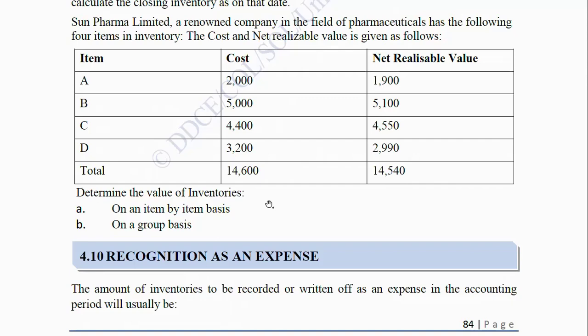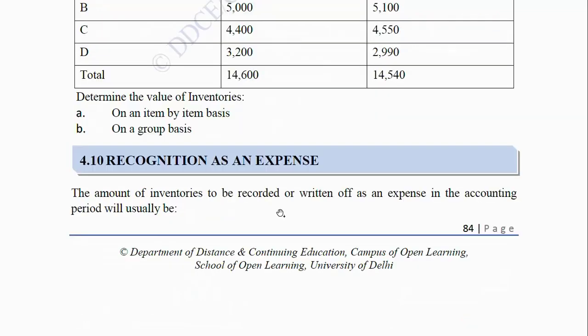Item D, cost 3200, net realizable value 2990. Total cost 14,600 and net realizable value 14,540. Determine the values of inventories on an item by item basis and on a group basis.